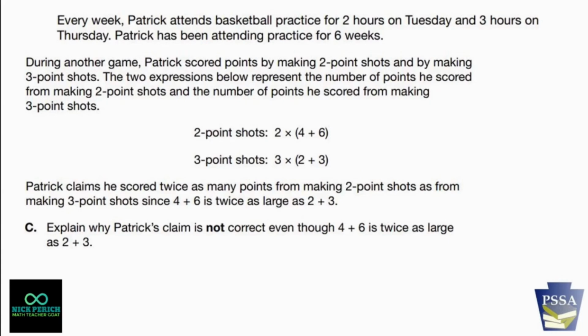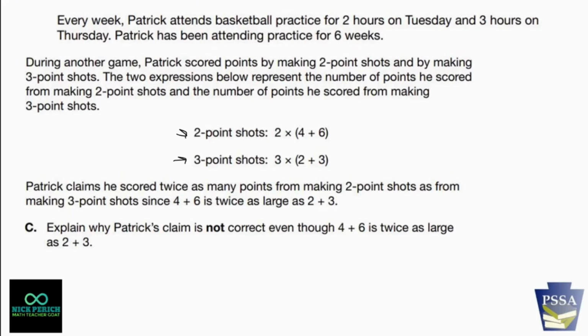Finally, part C. During another game, Patrick scored points by making 2-point shots and by making 3-point shots. The two expressions below represent the number of points he scored from making 2-point shots and the number of points he scored from making 3-point shots. So the 2-point shots expression is 2 times parentheses 4 plus 6. The 3-point shots is 3 times parentheses 2 plus 3. Patrick claims he scored twice as many points from making 2-point shots as from making 3-point shots.